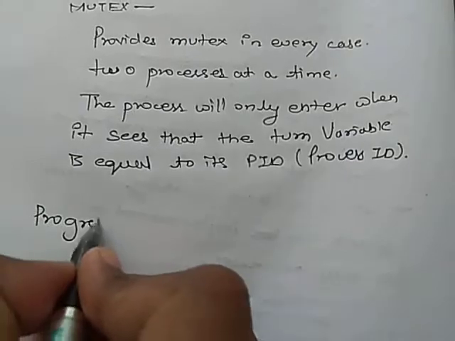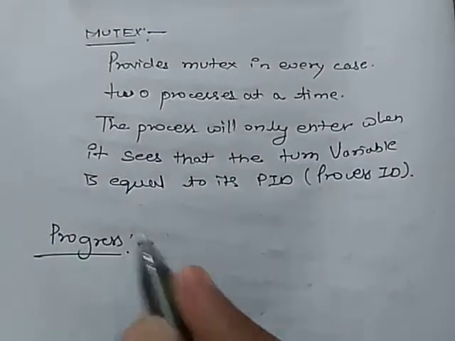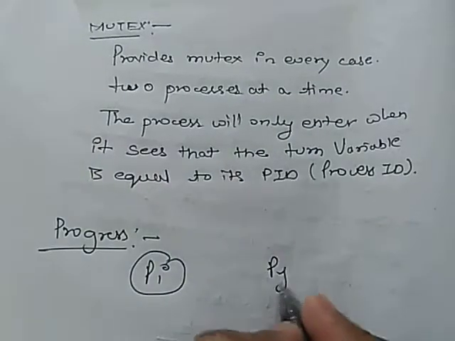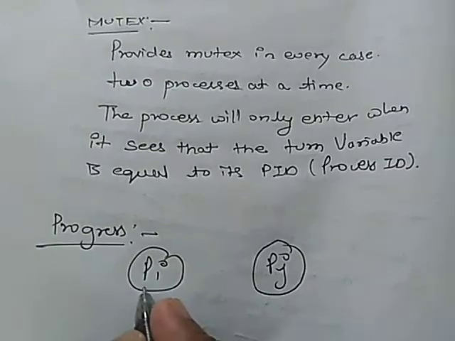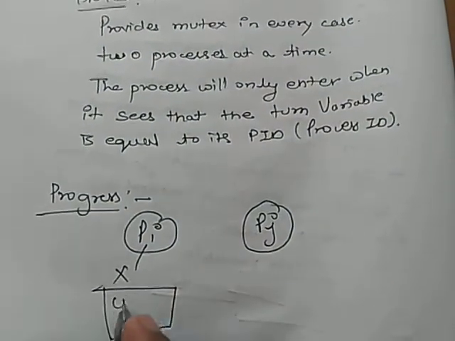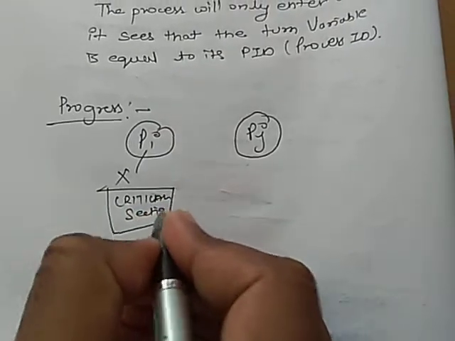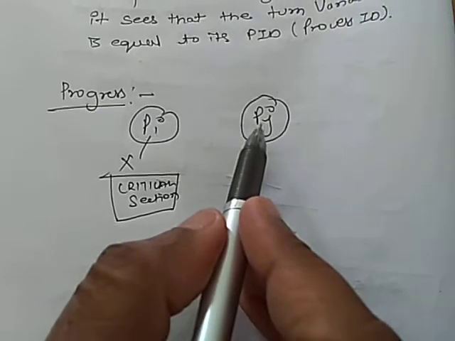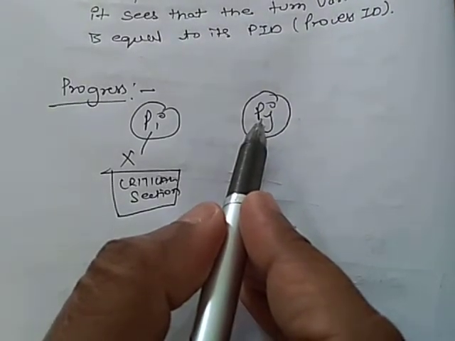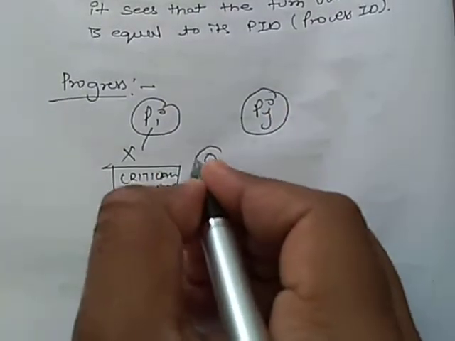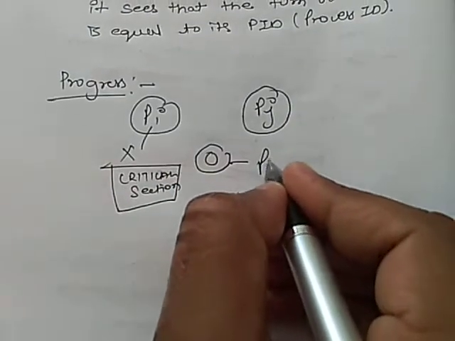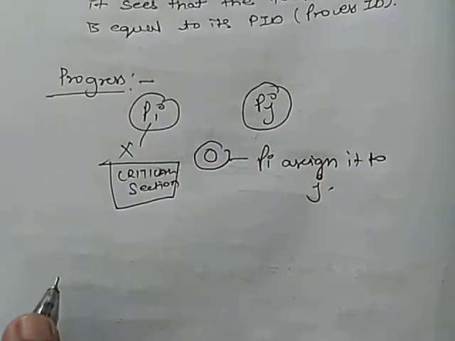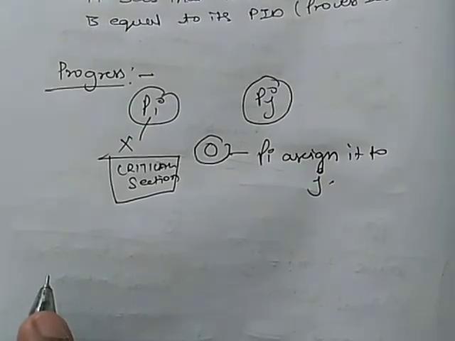Now progress. Progress is not guaranteed in this mechanism. Suppose we have two processes Pi and Pj. If Pi doesn't want to enter the critical section on its turn, then Pj gets blocked for infinite time. Pj has to wait for its turn, since the turn variable will remain 0 until Pi assigns it to j. It means a process has to wait for its turn whether the other process is entering the critical section or not.